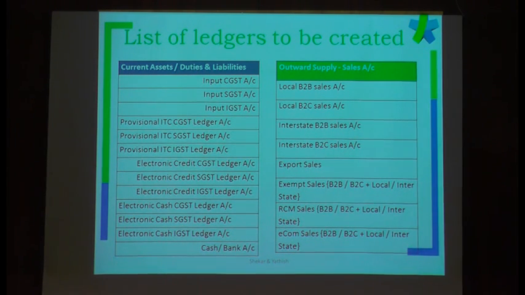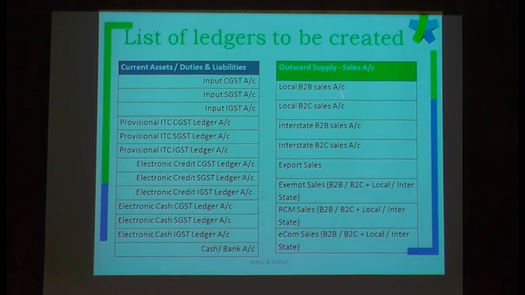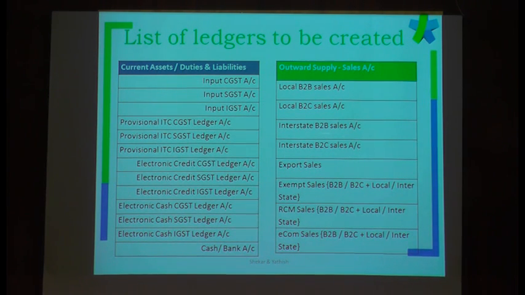So then we have the outward supply, which is the local B2B sale account. Then we have the local B2C sales account, because this is required for us, because in our returns also they are asking us the breakup between B2B and B2C. Then we have the interstate B2B and B2C.